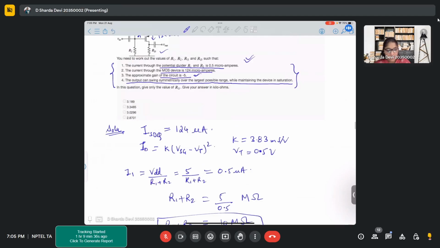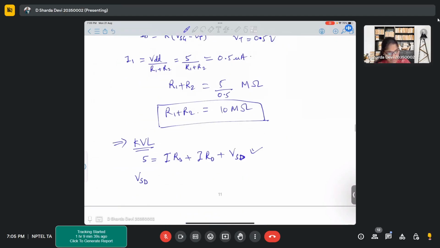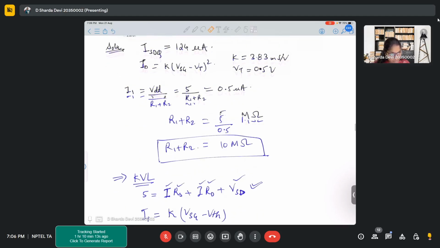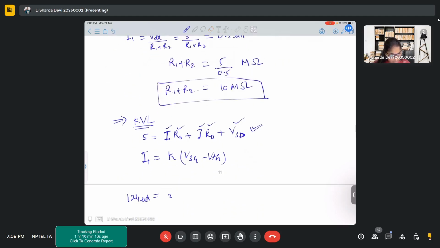So what will happen? Here, this is one formula that stays true. Now you have to find the current, RS, RD, I, VSD, all of which are unknown, and this is the only equation we know. The next equation is I equal to K times (VSG minus VTH) squared. I is known, K is known, so let's write it down: 124 microamps. K was 3.8.